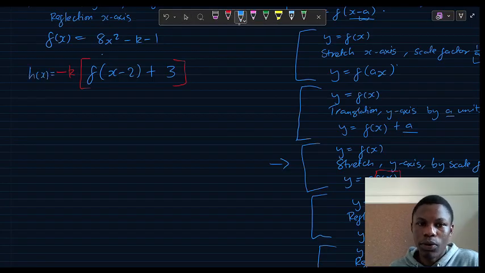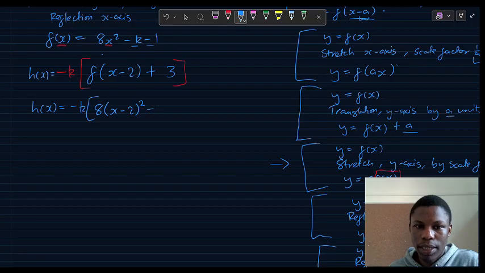f of x. But now we need to actually substitute. So it becomes h of x is equal to negative k times f of x minus 2. So wherever there's an x, you're going to replace it with x minus 2. So that becomes 8 times x minus 2, and this is squared, minus k minus 1, and then we've got our plus 3.